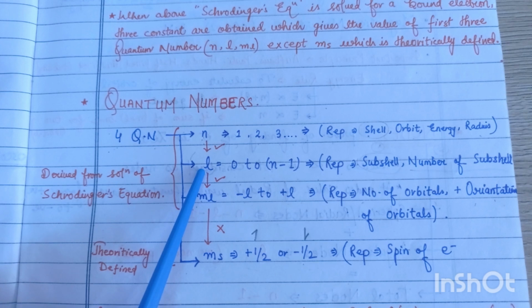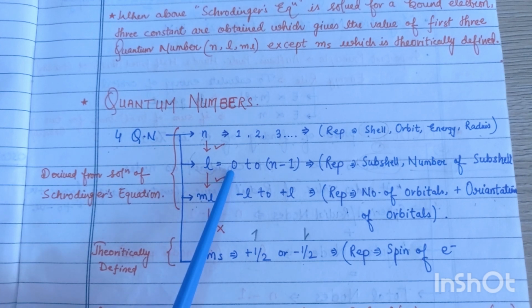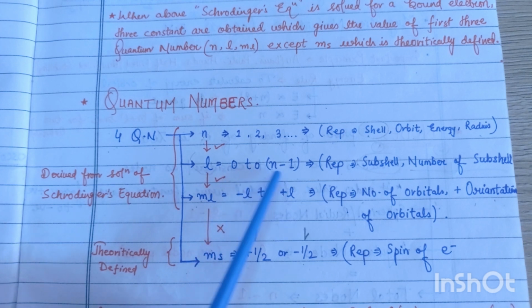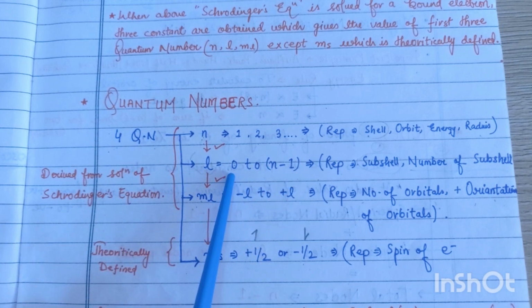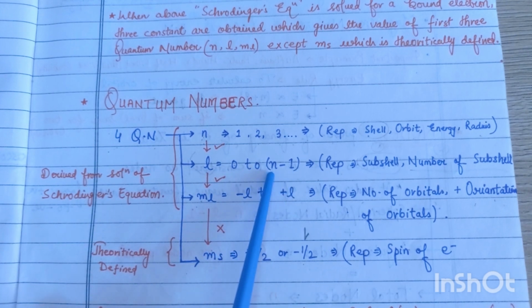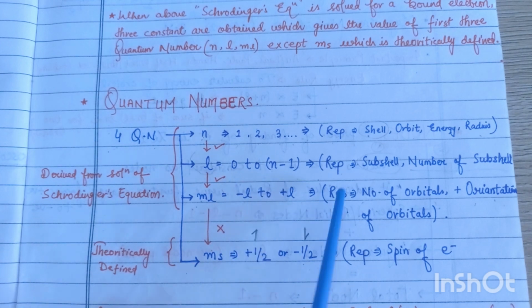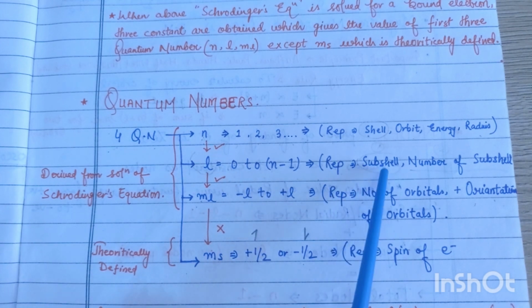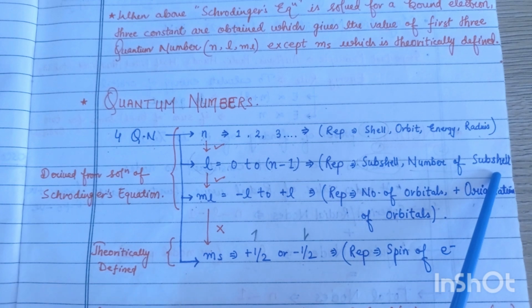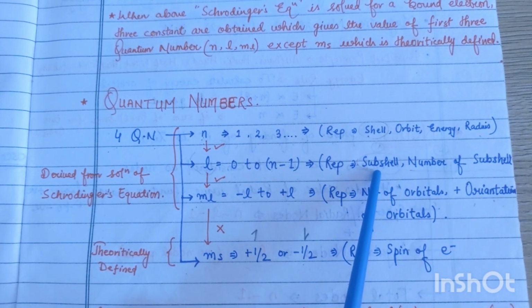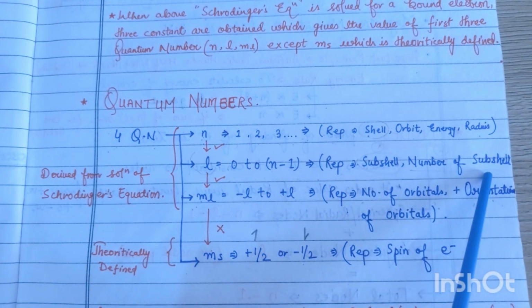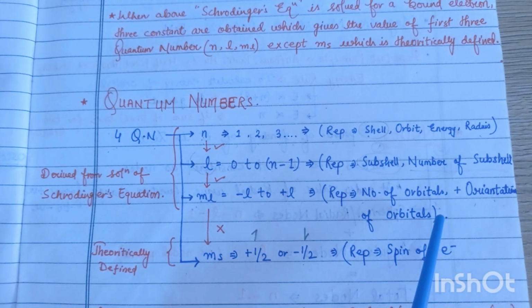Then azimuthal quantum number, its general formula is from 0 to n minus 1. It means all the values from 0 to n minus 1. For example, if n is equal to 2, then the answer will be 0 to 2 minus 1, that is 0 to 1. 0 and 1 will be the values. Azimuthal quantum number represents the subshell and the number of subshells. It indicates the type of the subshell: s subshell, p subshell, d subshell and f subshell. And also the number of subshells, how many p subshells there are, how many d subshells there are, like that.